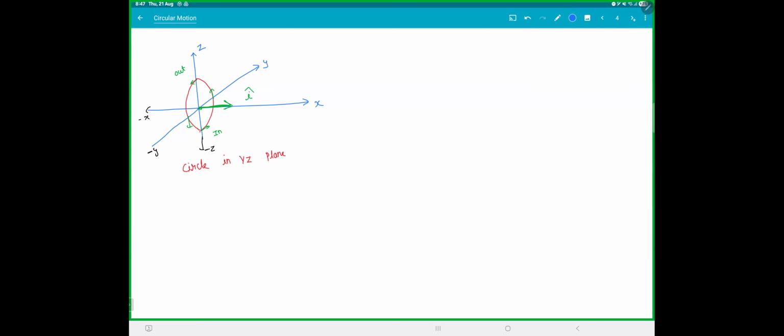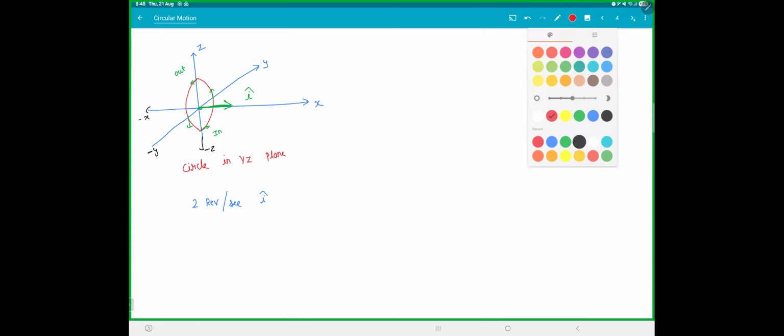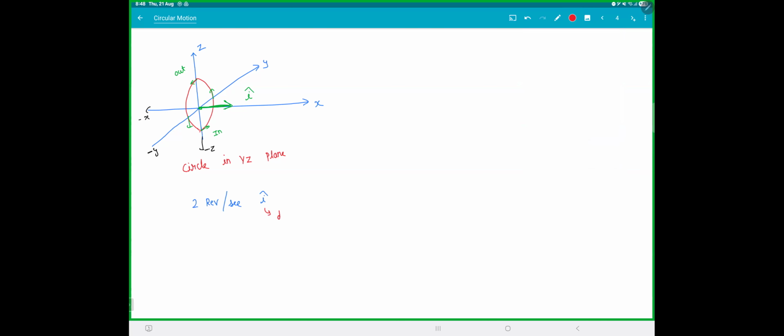So for example, if something is rotating like this, this is how they will write. They will say the particle is moving 2 revolutions per second, i cap. It doesn't mean it is going in i cap. This is the direction of the thumb, and the fingers will tell you the direction of the motion.